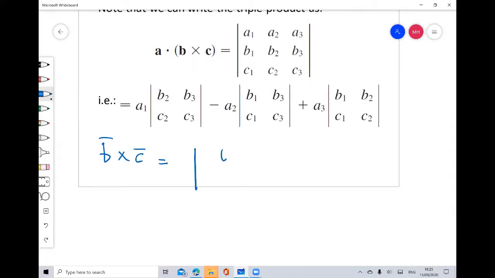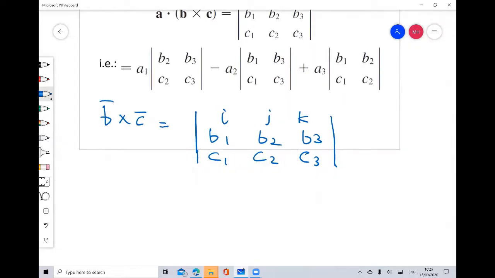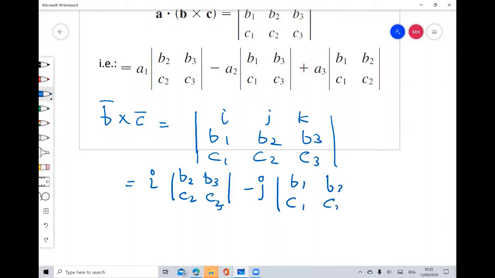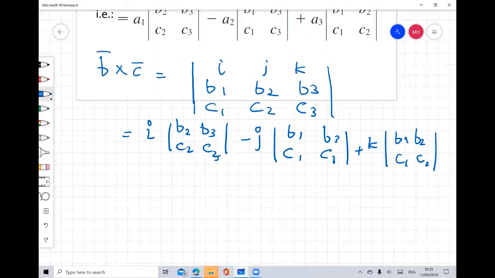When I want to do it, I'll write I, J, K. Then I'll put B, which is B1, B2, B3, and C, which is C1, C2, C3. This is the cross product. I'll do it like this: I times the determinant of order 2, B2, C2, B3, C3, minus J times B1, C1, B3, C3, plus K times B1, C1, B2, C2. This is what I know from the definition of the cross product.